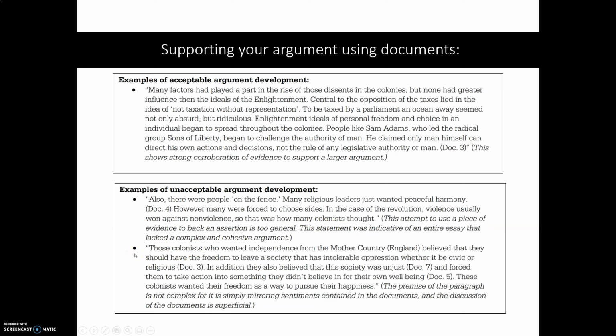All right, number 2. Those colonists who wanted independence from the mother country, i.e. England, believed that they should have the freedom to leave a society that has intolerable oppression, whether it be civic or religious, document 3. In addition, they also believed that this society was unjust, document 7, and forced them to take action into something they didn't believe in for their own well-being, document 5. These colonists wanted their freedom as a way to pursue their happiness. Okay. The premise of the paragraph is not complex, for it is simply mirroring sentiments contained in the documents, and the discussion of the documents is superficial.